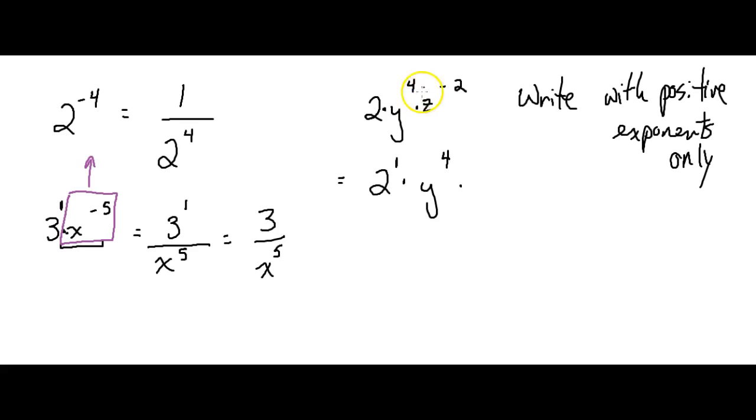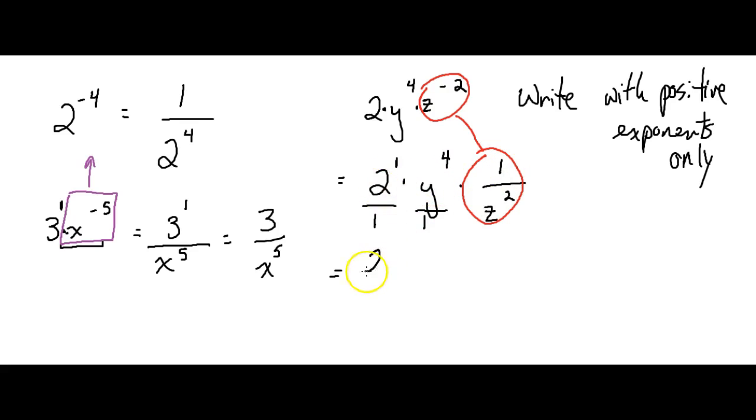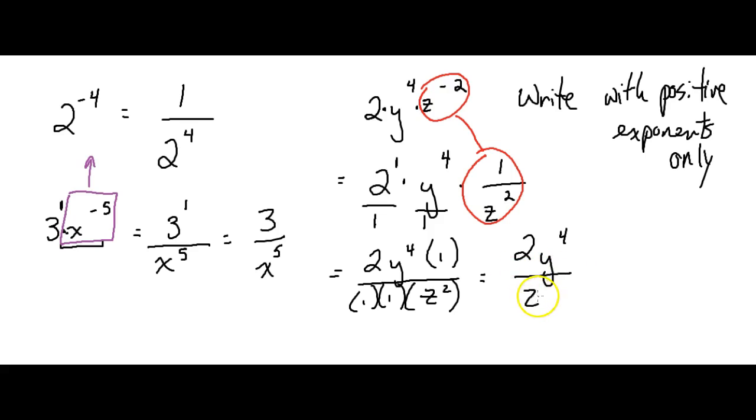times, how do I write that again with a positive exponent? 1 over z to the positive 2. Right? So really just this part right here transforms into this part right here. The rest stayed the same. Now, remember too, that's over 1 and that's over 1. And when we go to multiply fractions, we multiply numerator times numerator times numerator. So 2 times y to the 4 times 1 all over 1 times z squared. And those 1s are a little bit silly in there, so that's really just 2y to the 4 over z squared.